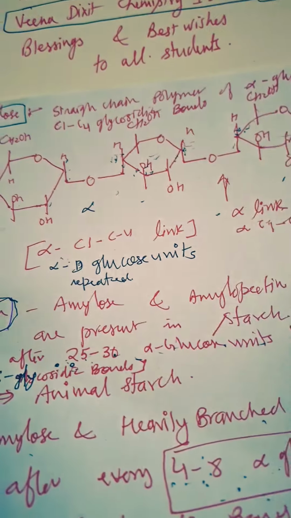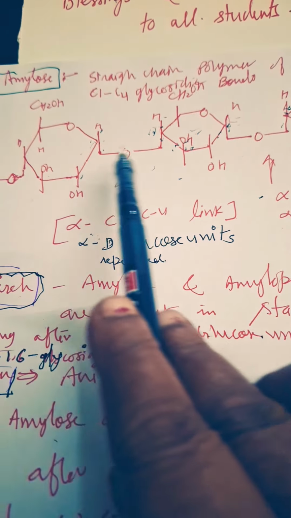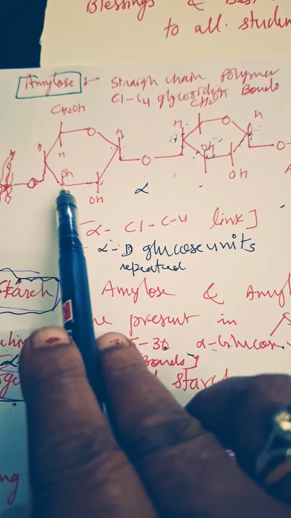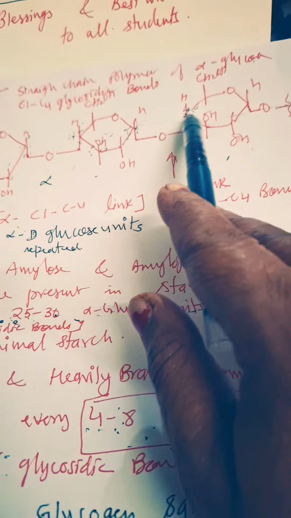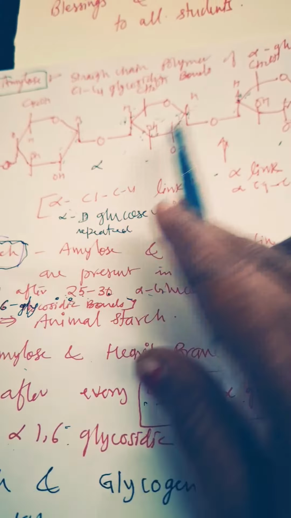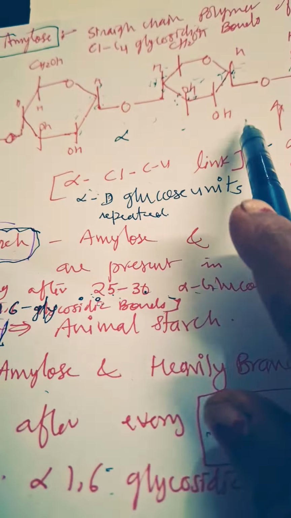Difference between amylose and cellulose: alpha link and beta link. The alpha link here is alpha glucose, and the C1-C4 linkage is called the alpha link. First you have to draw this glucose structure. This is the first carbon and this is the fourth carbon, and they are linked together. This repeated unit occurs in amylose, which is one of the components of starch.